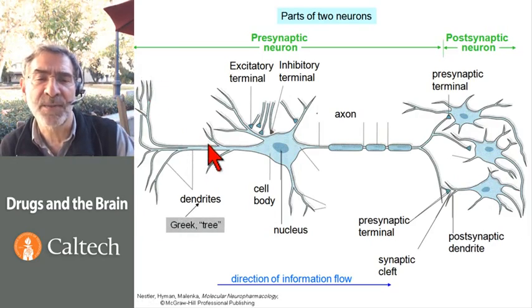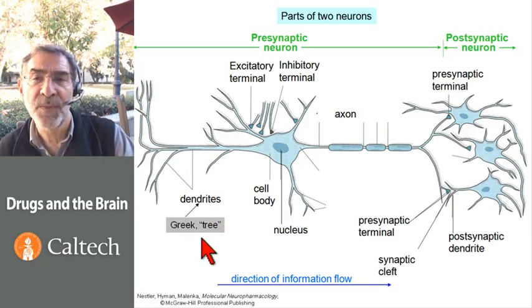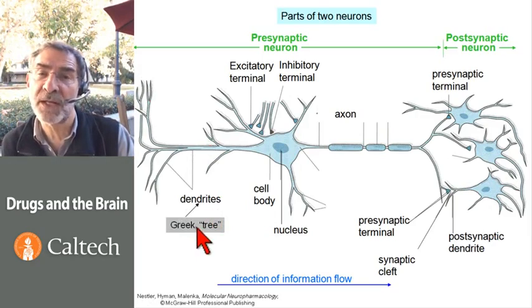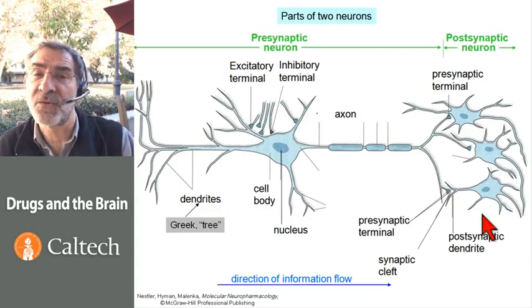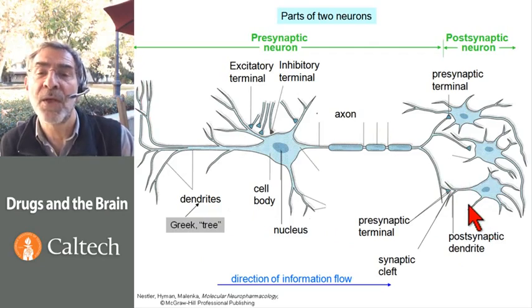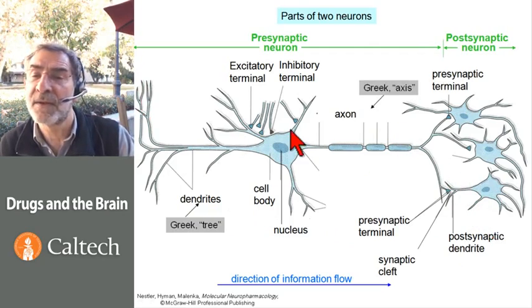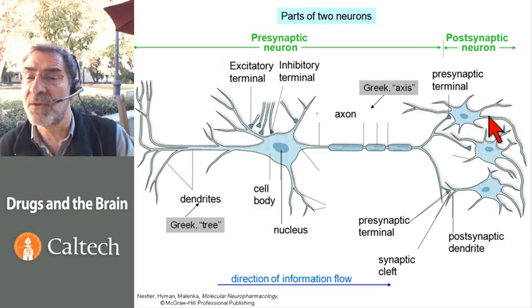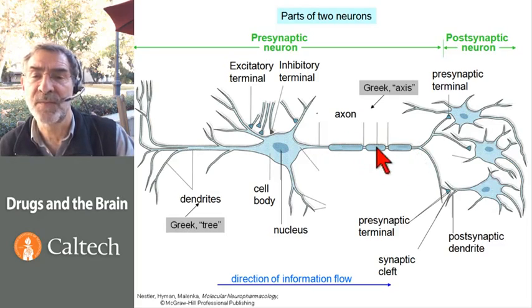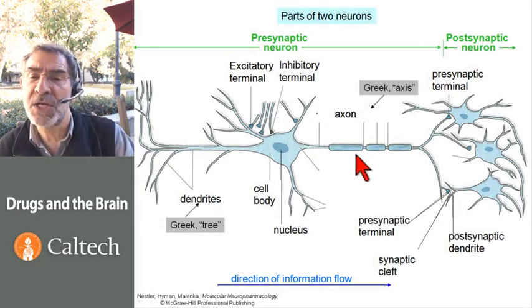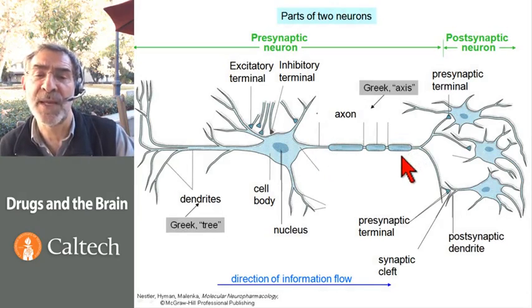The word dendrite comes from the Greek word for tree because, in fact, the dendrites do look a little bit like trees. We have postsynaptic dendrites as well. We have the axon of one of the neurons, and in fact we have axons of the other neurons as well. The axon comes from the Greek for axis because it seems to be at the center of things, and we have a myelin sheath around the axon which makes the nerve conduct more rapidly.